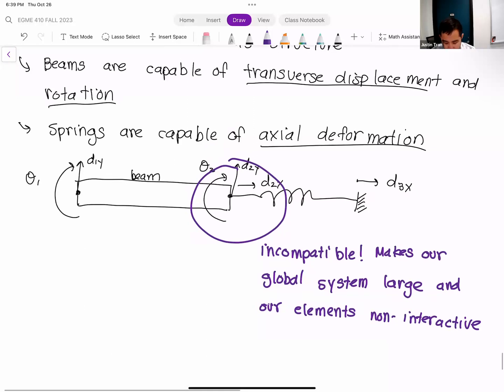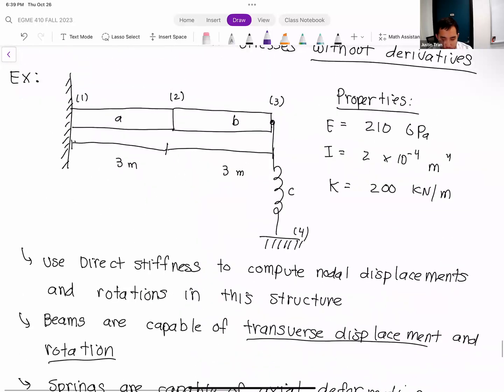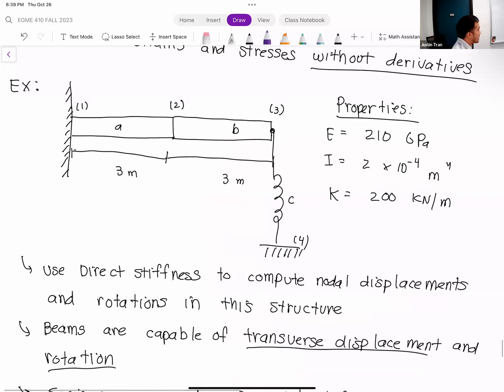Usually not good. Okay. But we don't have that situation quite here, right? And so in this example here, the spring is actually perpendicular to the beam itself. Okay. And so the spring, we know, is going to displace in this direction, right? In this case, the axial direction is the same as the y direction. Okay? Whereas the beam at this node is also going to be displacing in the y direction as well, right?